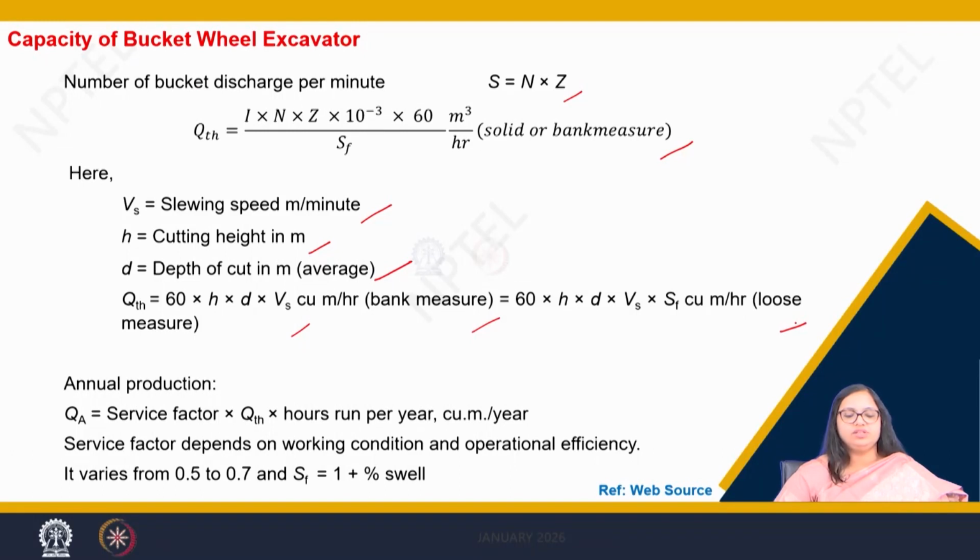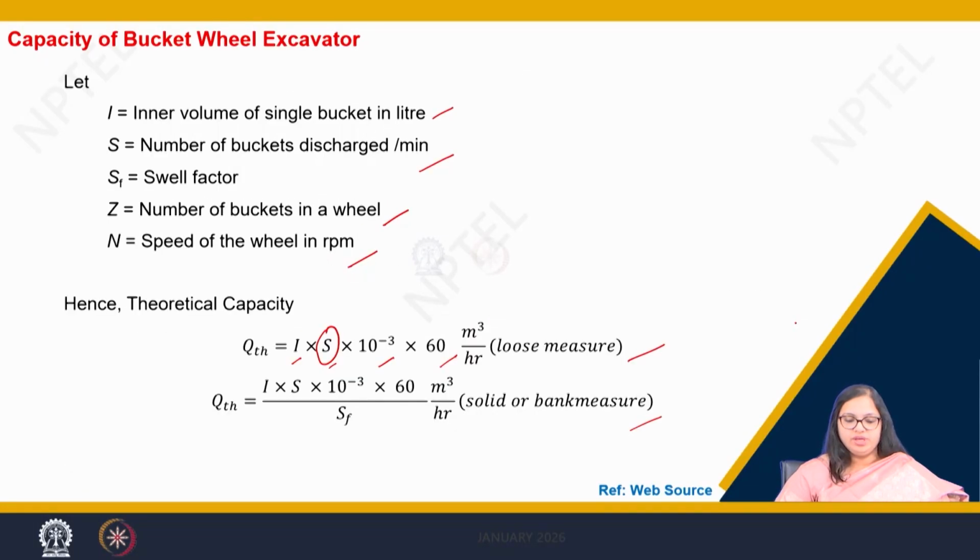So, one thing that you note is that while we are calculating from the bucket point of view, from the machine point of view, we are calculating the theoretical capacity in loose measure, because that is what the bucket holds. So, we do not know what is in the bank. Now, we divide by the swell factor to get the theoretical capacity.